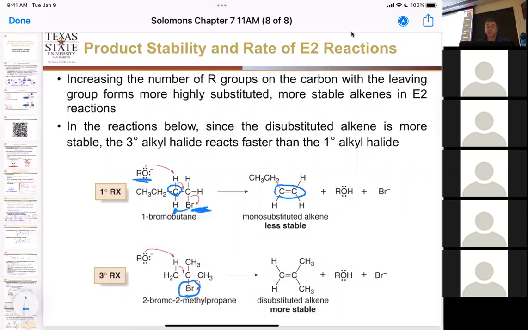When you get to the tertiary right here, you will always get at least a disubstituted alkene, no matter which carbon you remove from, because your double bond is going to form between two of those carbons, making it more substituted and more stable. Questions on that?